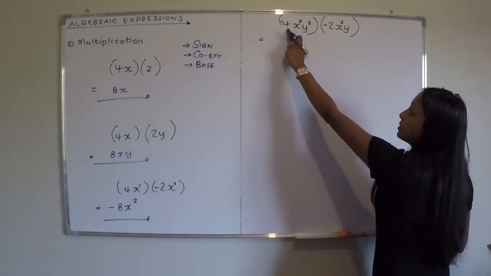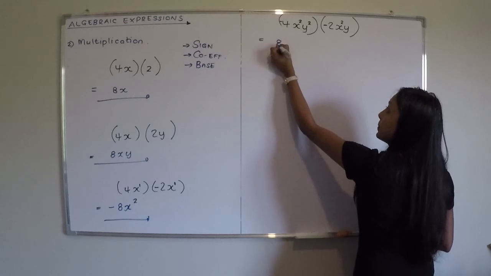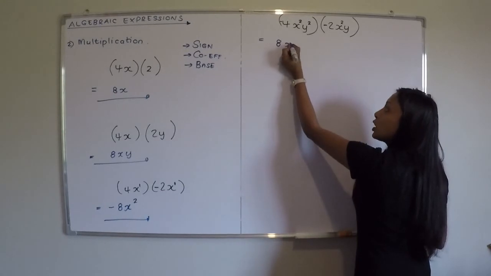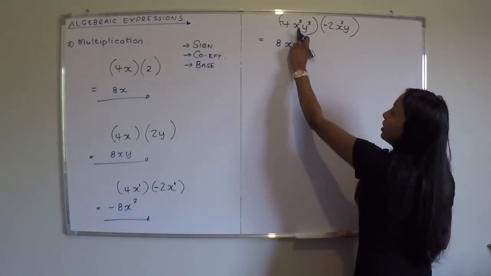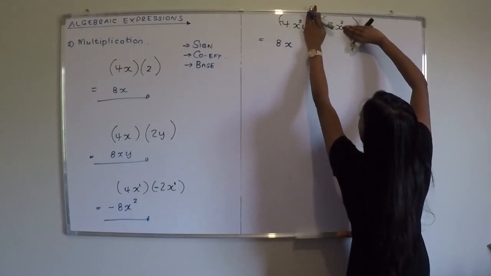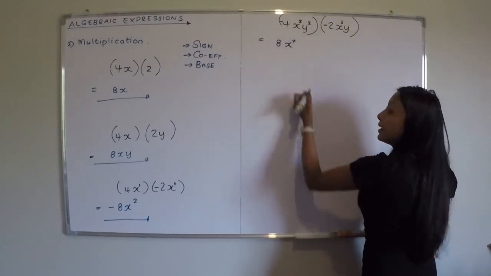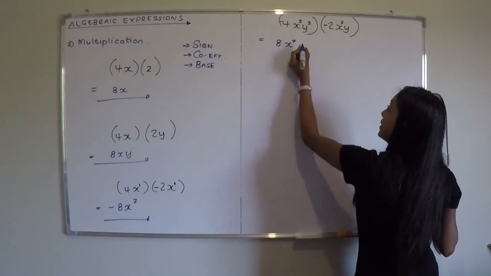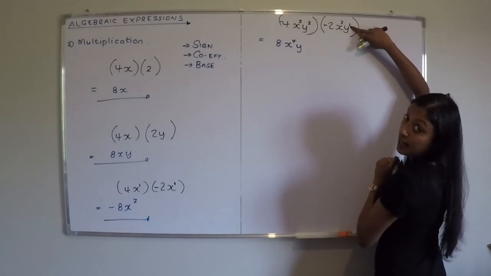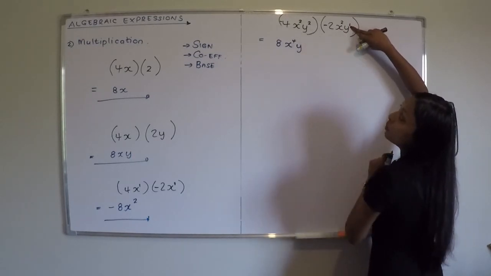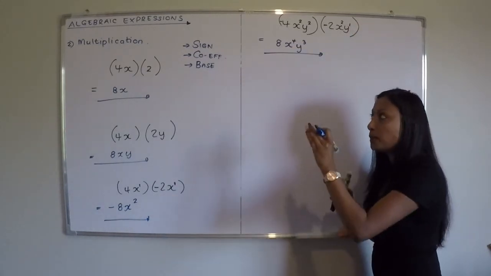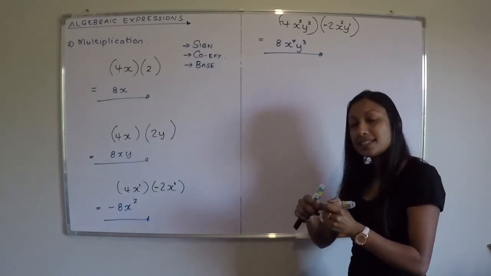Sign. Coefficients. 4 times 2 gives me 8. And look, I have x's and I have y's. So let me work with my x's separately first. What's x squared times x squared? You're going to say 2 plus 2, and you're going to get 4. Let's work with the y's. What's y squared times y? I'm writing my 1 because I can. What's y squared times y to the 1? Y cubed. Done.